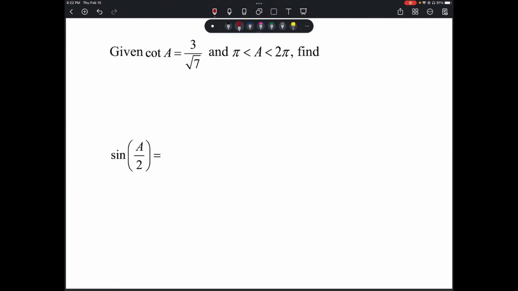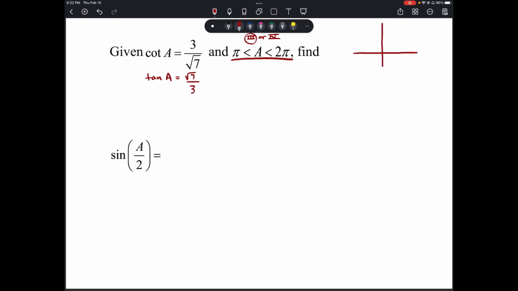We just know some characteristics of it. So we've got the cotangent of angle A is equal to 3 over radical 7. And we know that angle A is between pi and 2 pi. So this is telling us angle A lies in quadrant 3 or 4. And since the cotangent's positive, that means that our tangent of A is positive, which means we are in quadrant number 3.